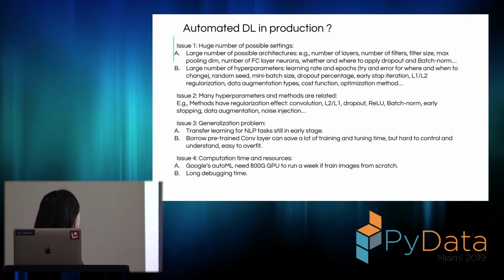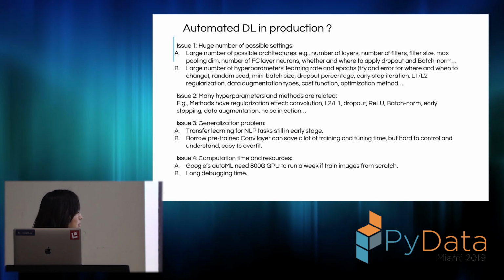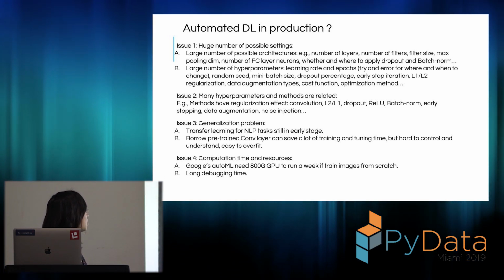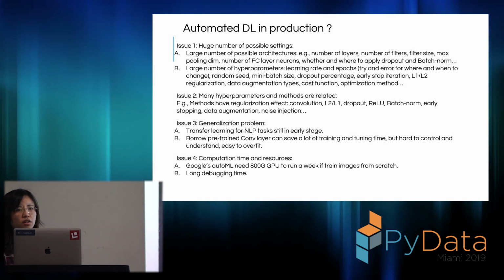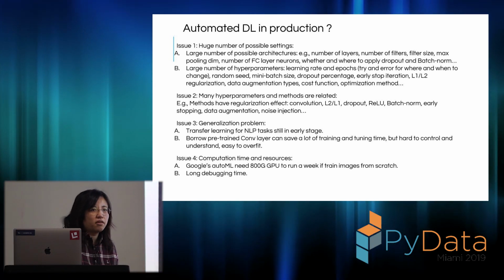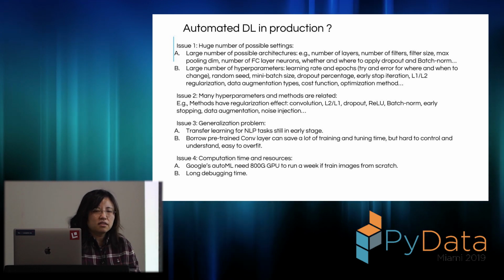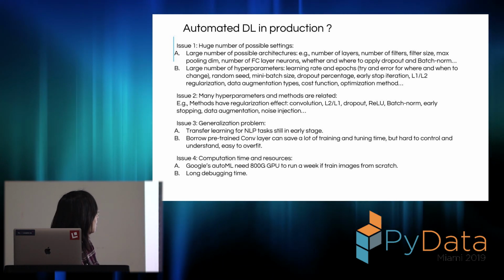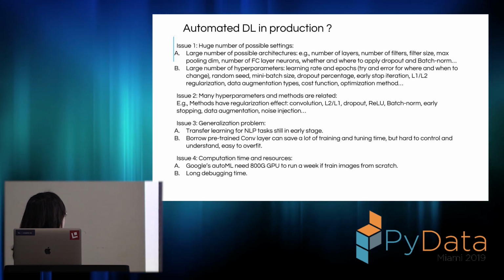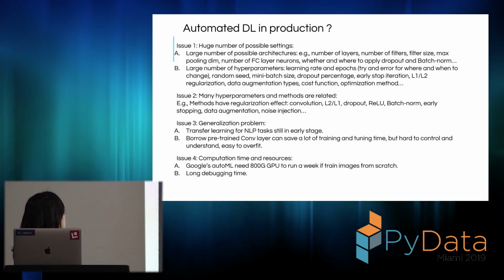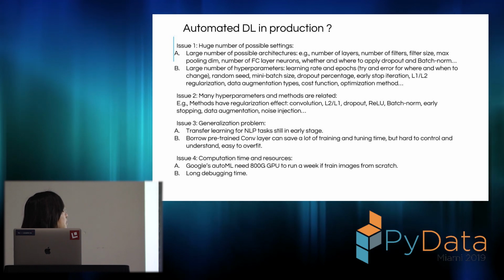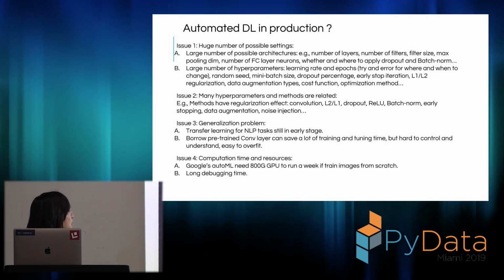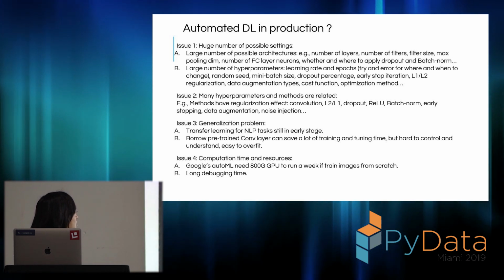There's also the generalization problem. Image deep neural networks have done a good job with transfer learning, but transfer learning for NLP is still in a very early stage. Last year there were some publications where we tried some methods. It doesn't really work. But if you borrow the pre-trained convolutional layers in an image problem, it can save a lot of training time, but it's hard to control and understand, and easy to overfit too.